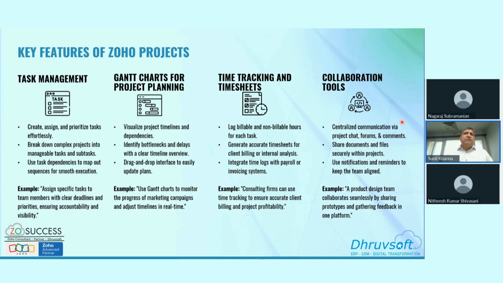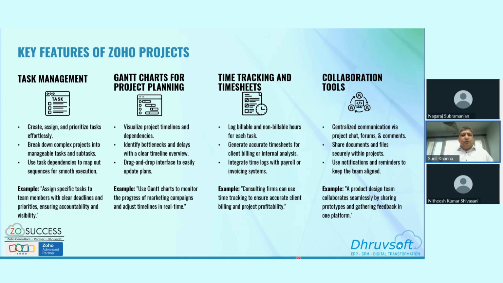Zoho Projects comes with very strong collaboration tools. So you have collaboration tools wherein you can chat with the team members. It gives you forums. You can create forums, do discussions. You have options to add comments at a task level, or you can add comments within the forums. So that helps you effectively collaborate. And while you're collaborating with other team members, you can mention them so that they get the notification about that. Here you also have the ability to share documents. So if you have a file or a document that you want to share with your users, you can do that. And you can use notifications and reminders to ensure that everybody in the team is properly aligned.